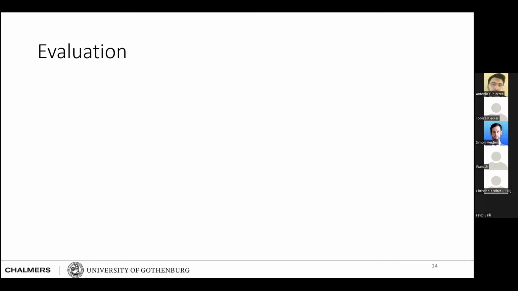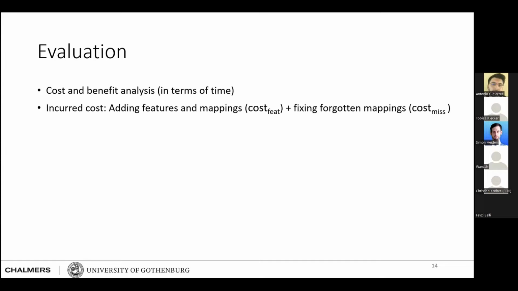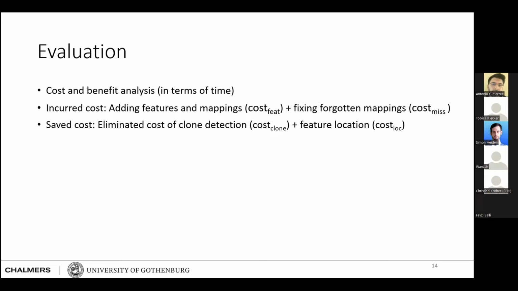Now, what we did was that we performed a cost and benefit analysis in terms of time. We had a few incurred costs, which were the added costs of adding features and feature mappings that were done by the developers, and the cost of fixing the mappings that the developers forgot to add. And then we have the saved costs, which are the costs of clone detection and feature location that the developers were able to bypass because of the stored metadata about clone traceability and feature to asset mappings. Now, the benefit is the difference between the saved cost and incurred cost.